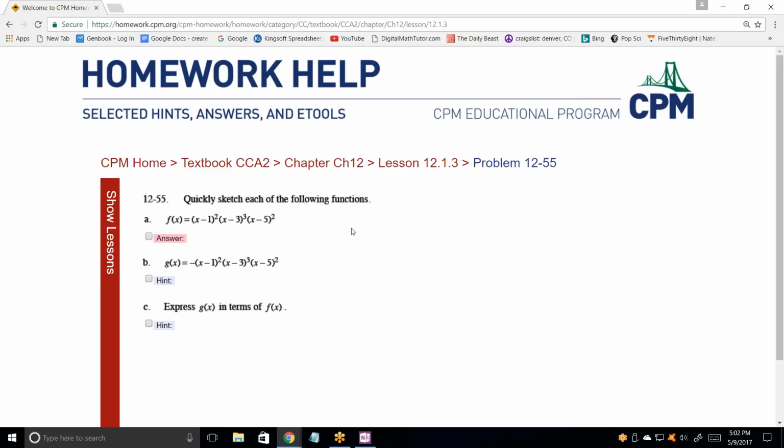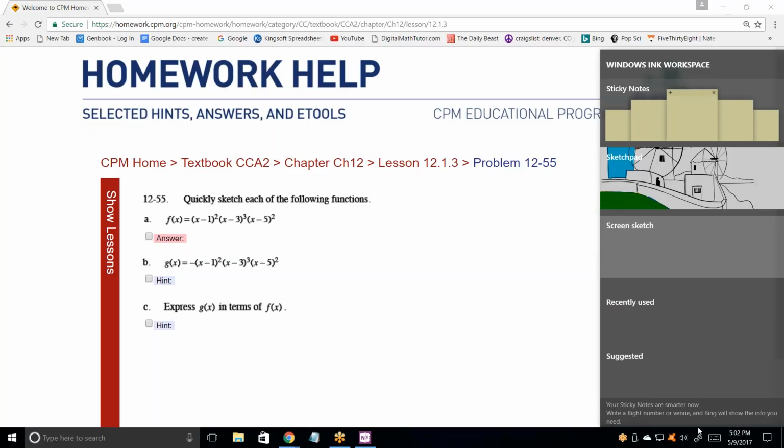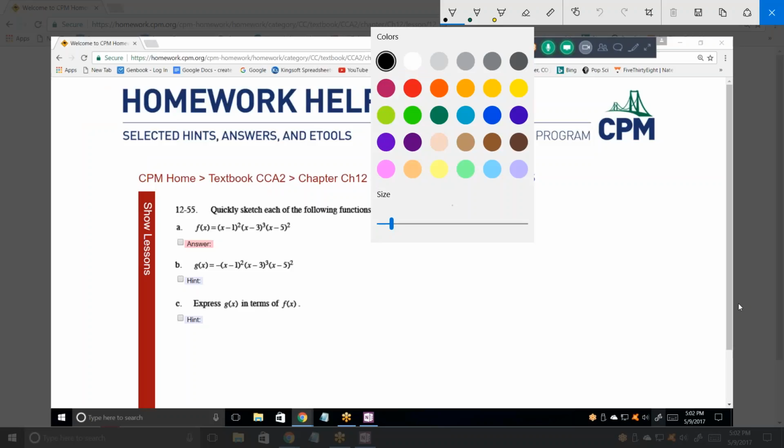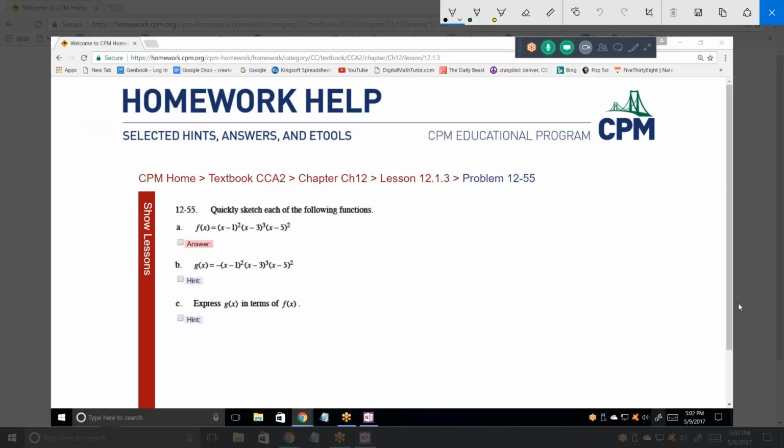Okay. I think I can do this just by doing that. What's the first thing that we know? When you're looking at a function like this, start trying to figure out what you know about it. One of the most important things about a function are its zeros. So what are the zeros here?